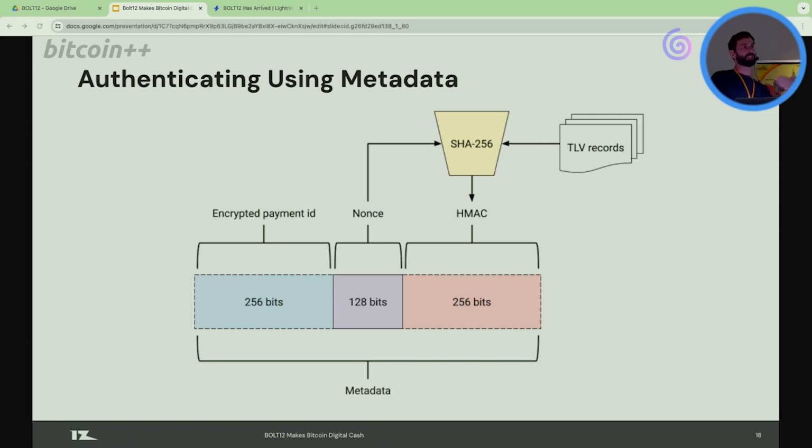So I sent an invoice request. If Bob sends an invoice back to Alice, how does she know she's already paid it or not? Because he could send an invoice with a new payment hash each time, right? So if he does that, Alice has this payment ID in her metadata, she could then keep track of, oh no, I've already received an invoice. I'm about to send a payment. I'm just going to ignore this other one.